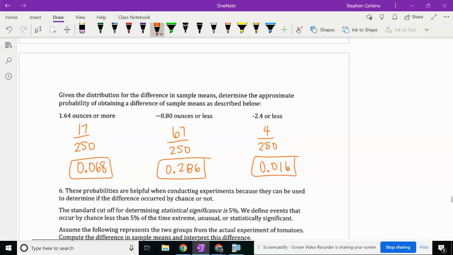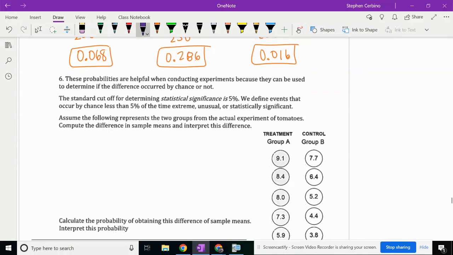So again, what does all this mean? When we're looking at these probabilities, at our chance of our difference of sample means being within or more than or less than certain values, we're looking for statistical evidence that tells us whether there's a significance within the sample means or not.